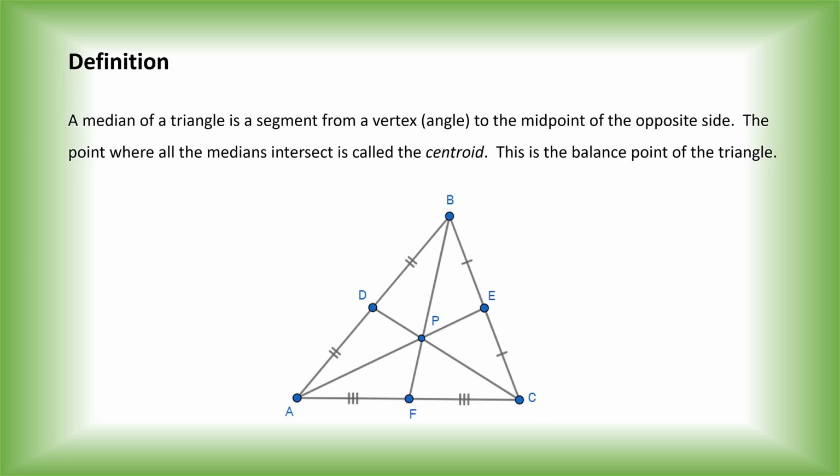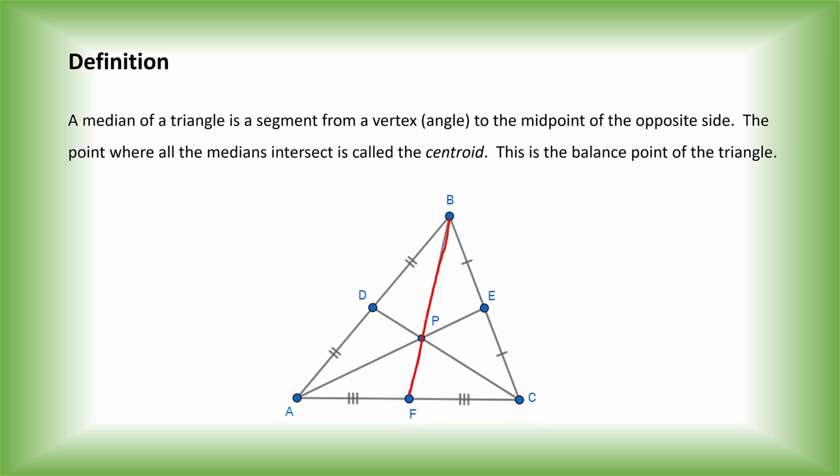A median is a segment of a triangle that goes from the vertex, or one of the angles, to the midpoint of the opposite side. The point where all the medians intersect is called the centroid, and the centroid is the balancing point of the triangle. So in this diagram here, BF is a median because it is going from the angle B, the vertex of that triangle, to the midpoint F on the opposite side.